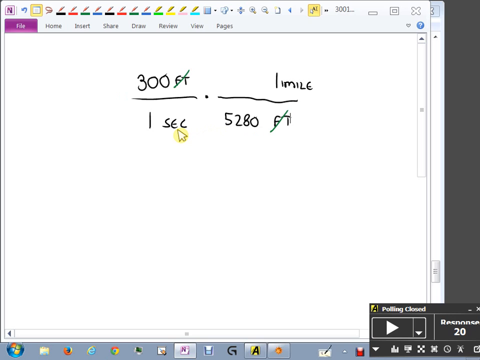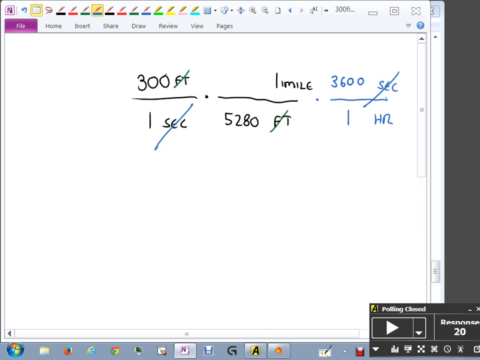Now I need to convert seconds to hours. How many seconds in an hour? I want this to be seconds because I want that to cancel, and I want hours down here. You see that, because I want the seconds to go away? So how many seconds are there in an hour? Well, 60 seconds in a minute, 60 minutes in an hour, 3,600 in 1 hour. So to calculate this, just calculate 300 times 3,600 across the top and divide that by 5,280. That's 204 miles per hour. So that's moving really quick.